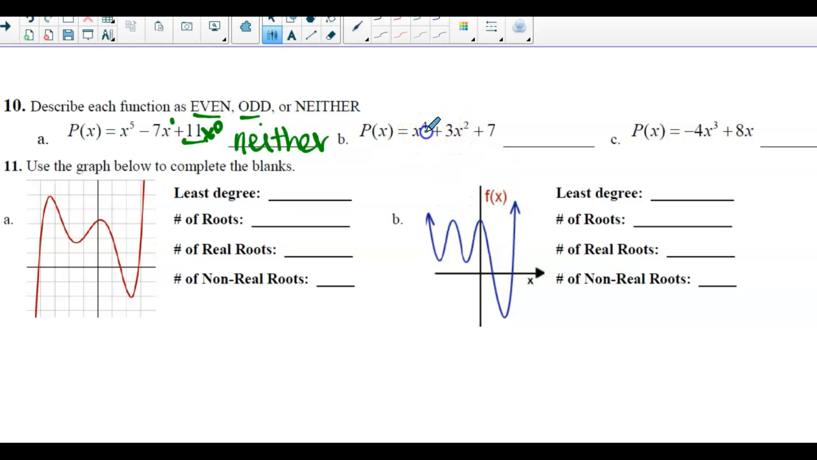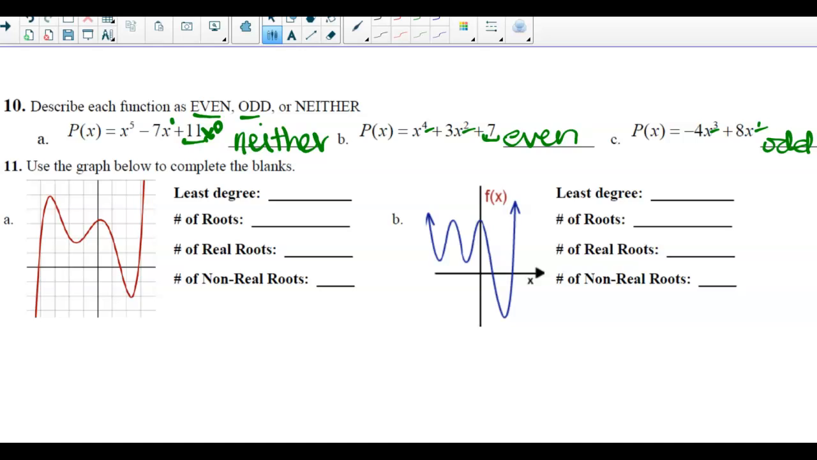All right, B here, 4 is even, 2 is even, and as we talked about, a constant counts as an even exponent. So this one is even. And then this one, x to the 3rd, x to the 1, both of those are odd. So this one has odd symmetry. It would have that rotational symmetry around the origin.